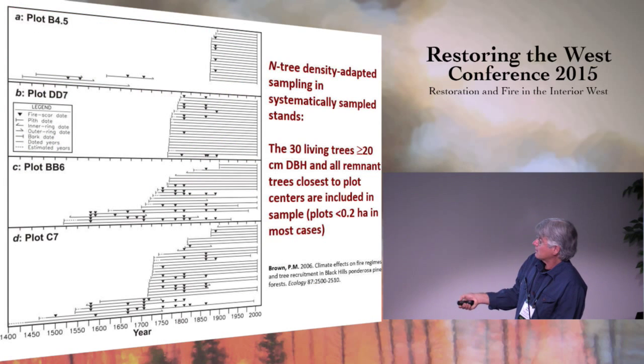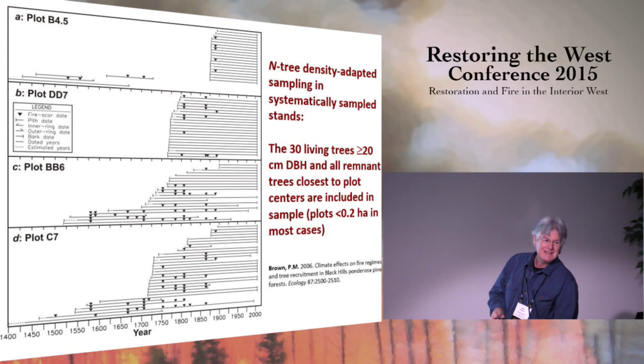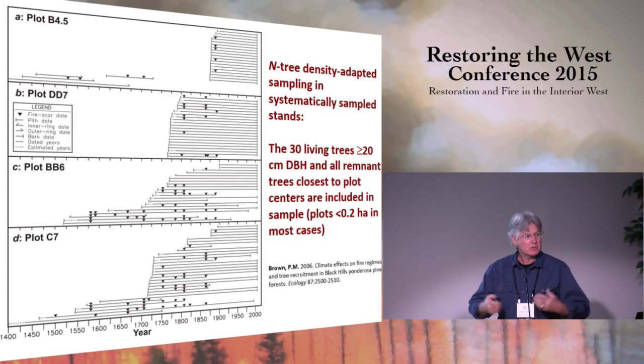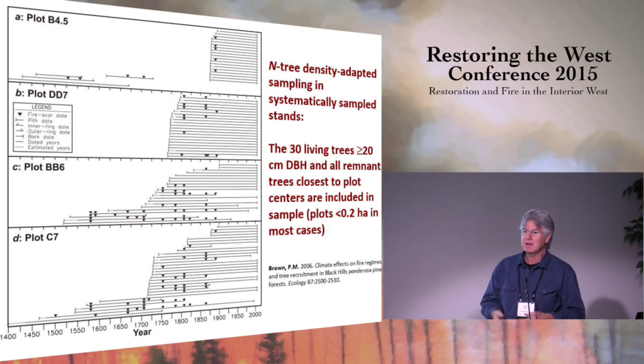Again, timelines down here at the bottom. Each line is an individual tree. These are 4 different plots, just to give you an idea of some of the patterns we see. What these are, we're using an in-tree density adapted sampling. It's basically the 30 nearest trees to each plot center. That way we can have the same number of trees to compare between plots, irrespective of the stand density. If we use fixed plots, we might end up with 2 trees versus 200 trees or something like that. We're sampling just the larger trees, living trees, and all remnants in the plot, snags, stumps, and logs.